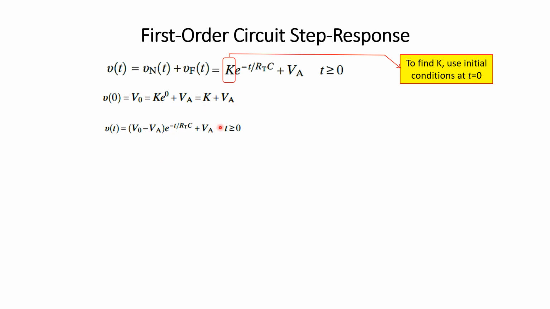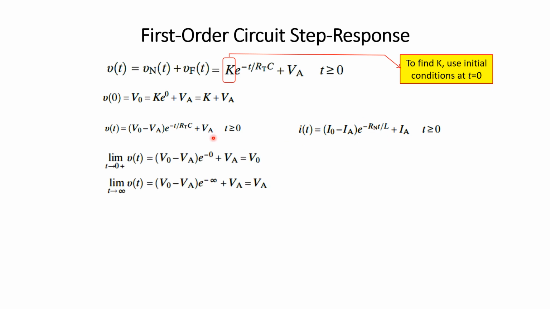So this is the complete response for t equal to or greater than 0, and this is known as step response. In case of an inductor RL circuit, this will be the step response. In the step response, this is the initial value and this is the final value or steady state value, and this is also the final value or steady state value. We confirm it by applying limits.